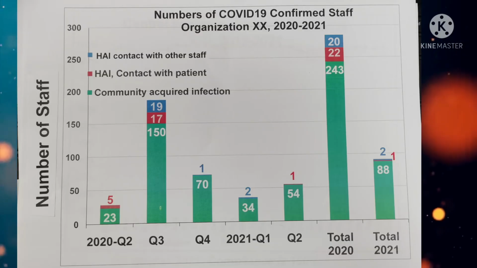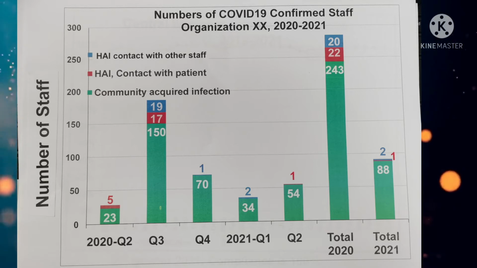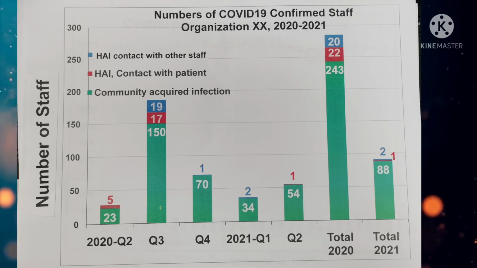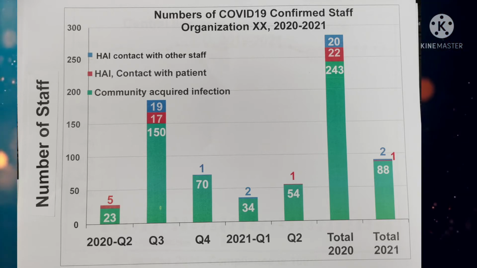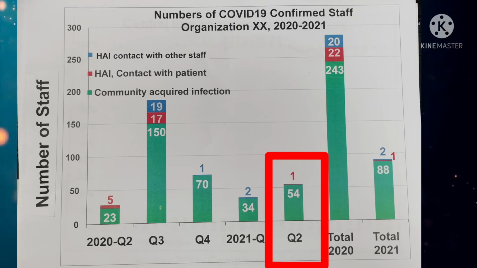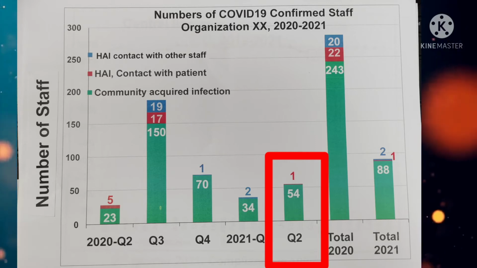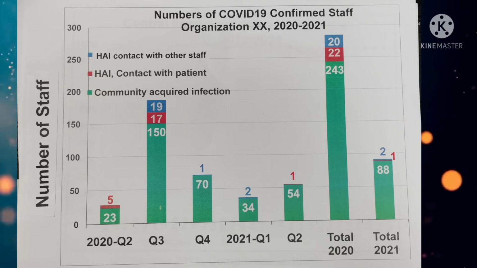Then going to the actual graph. Let's say I need to know what are the numbers of COVID affected staff within your organization during quarter 2 2021. So I will go to the x-axis, which is the transverse axis, until quarter 2 2021. You can see here the green is 54, so the community acquired infection is 54, and the one red, which is healthcare associated infection due to contact with patient. So this is how you can explain the data I require.